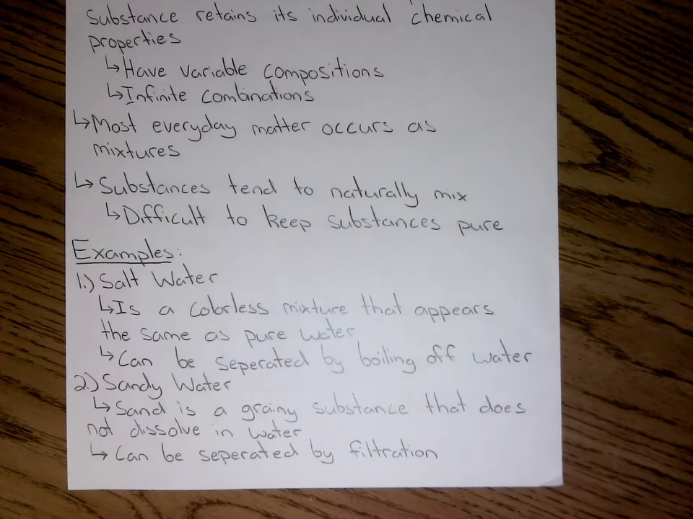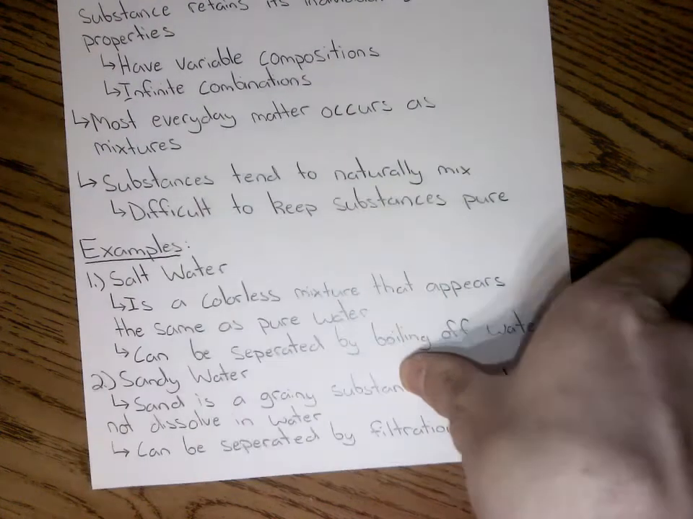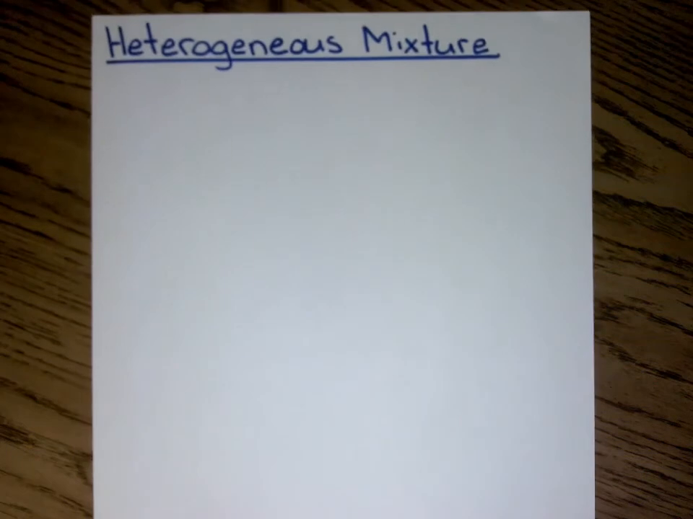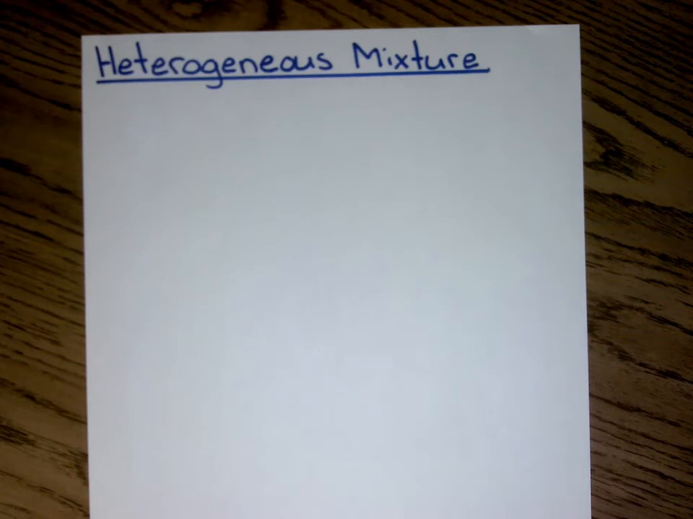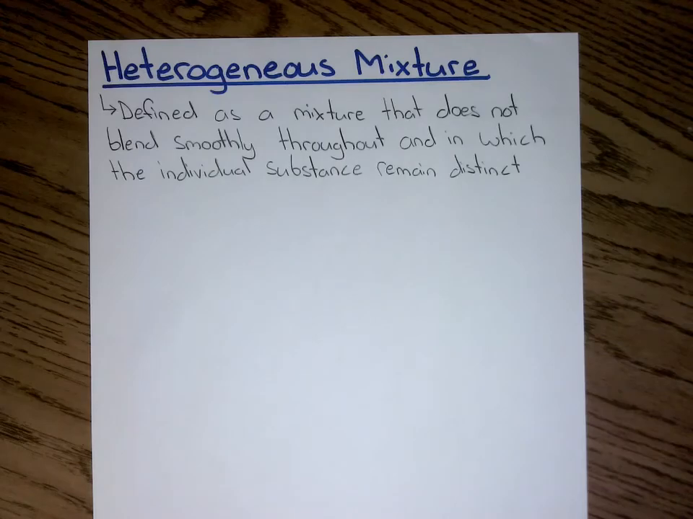Now, with mixtures, we can categorize them into two main subcategories. The first of which is what we refer to as a heterogeneous mixture. A heterogeneous mixture is defined as a mixture that does not blend smoothly throughout and in which the individual substances remain distinct. A way to summarize a heterogeneous mixture is this: it is not uniform throughout.